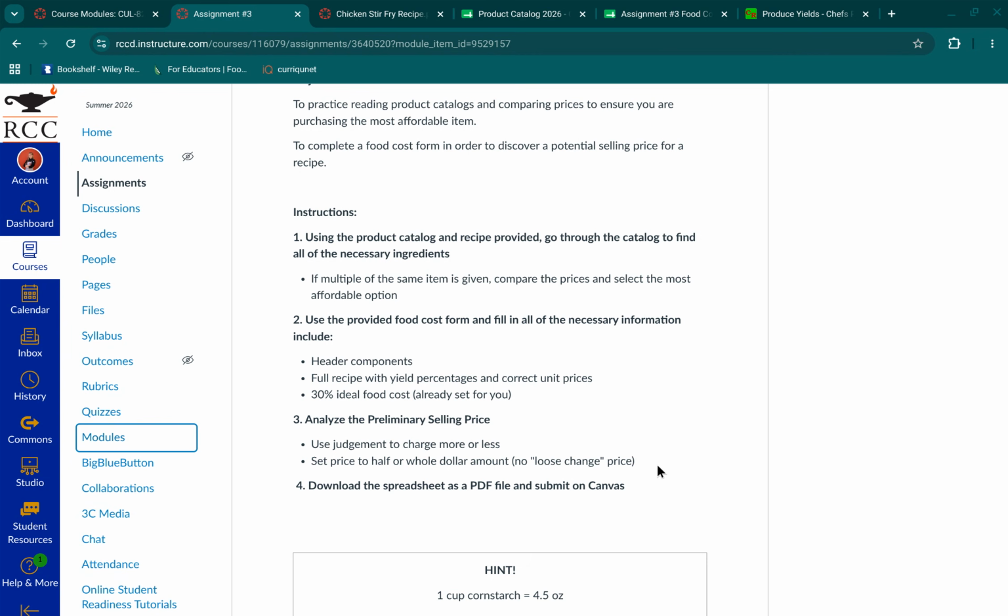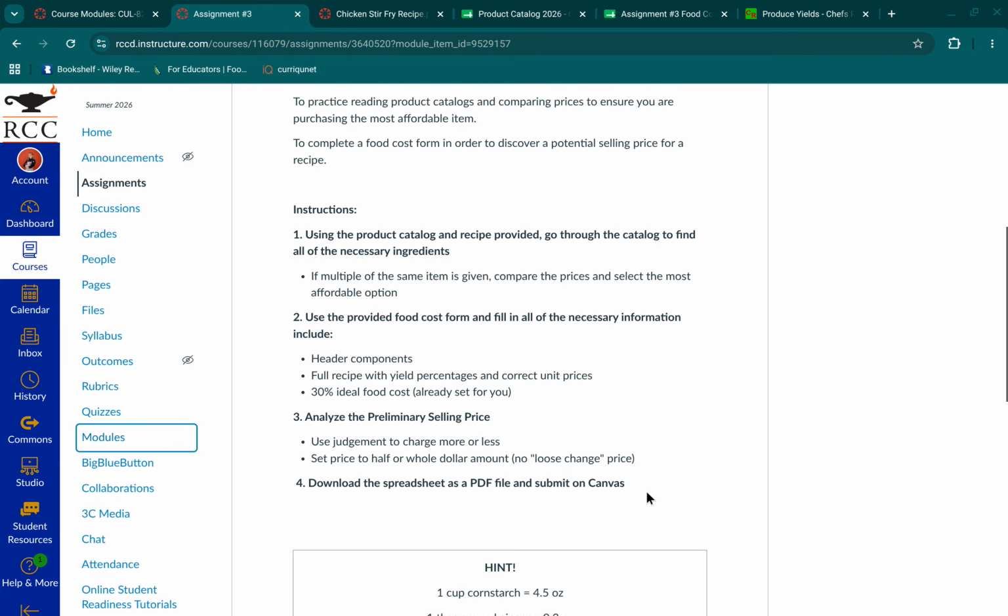No loose change prices, meaning nothing other than 50 cents or double zero. And that is purely for aesthetics on a menu. Loose change prices just seem a little messy to me. I think that's a personal preference, but it's very common in the industry to just see half or completely flat numbers. So from there, download that spreadsheet as a PDF file because it will just save that first tab, and I'll show you why in a second, and then submit it here on Canvas.